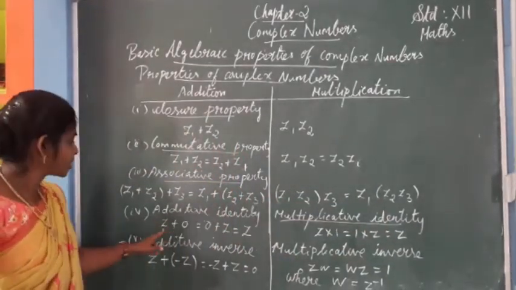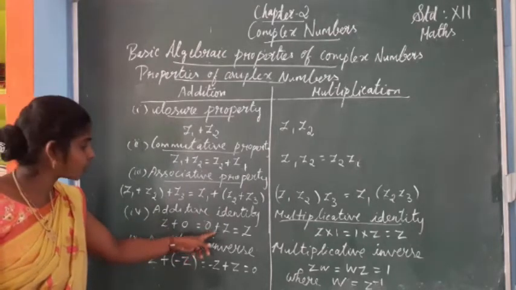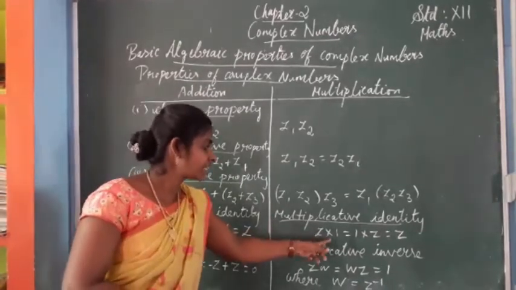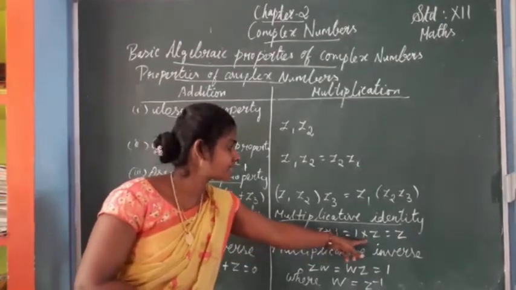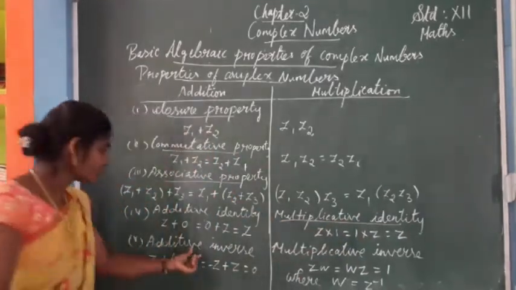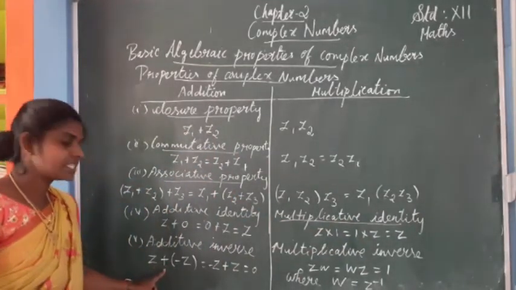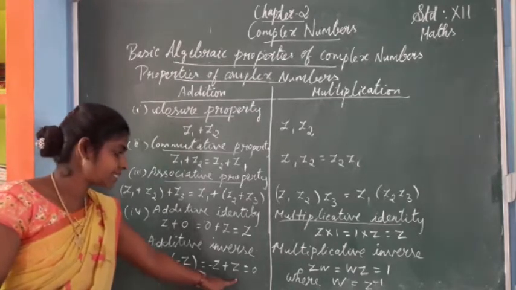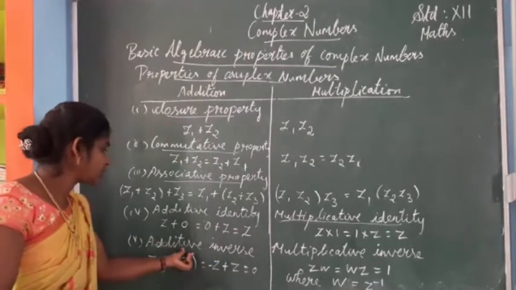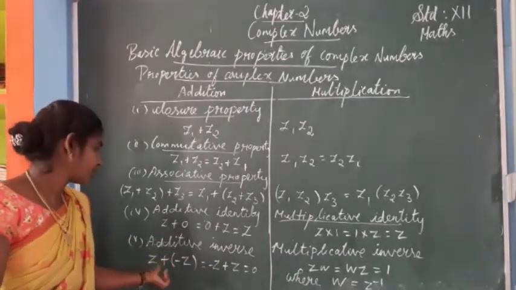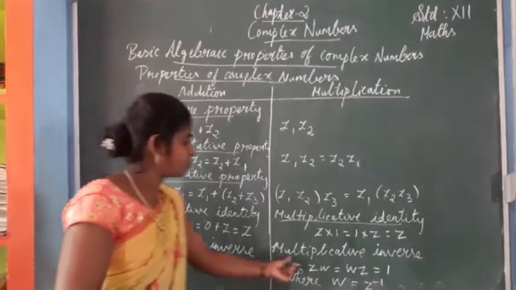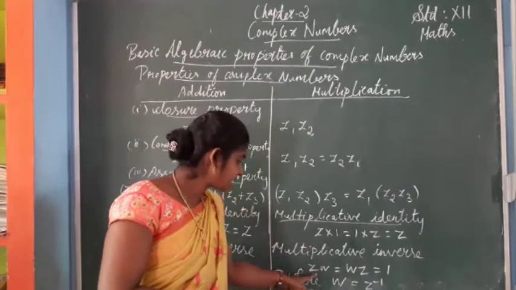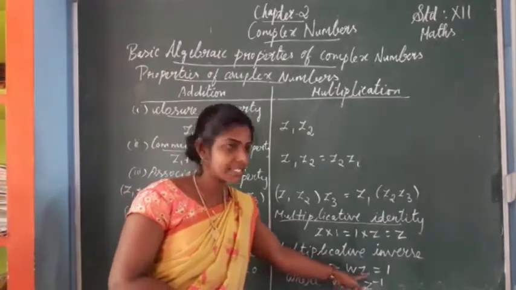Additive identity: z plus 0 is equal to 0 plus z, that's equal to z. Multiplicative identity: z into 1 is equal to 1 into z, that's equal to z. Additive inverse: z plus minus z is equal to minus z plus z is equal to 0. The additive inverse of z is minus z. The multiplicative inverse of z is z inverse, that is z w is equal to w z equal to 1.